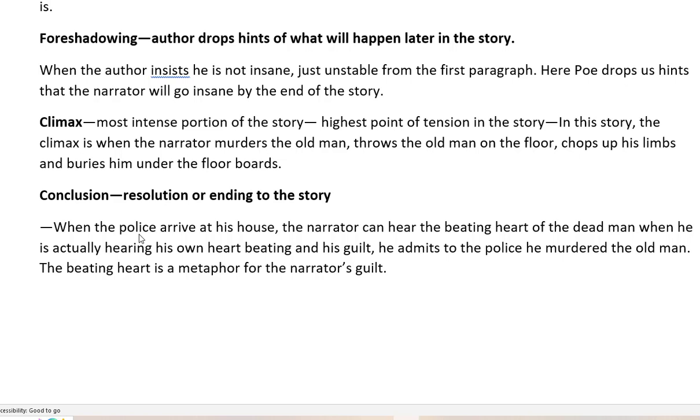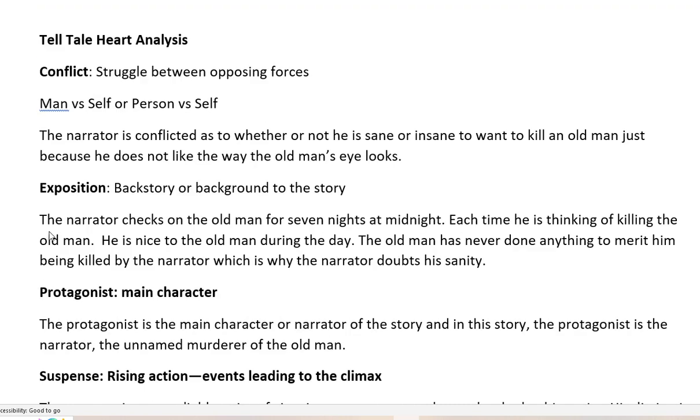And then the reader realizes that it's not the old man's heart that's beating louder and louder, it's the narrator's guilty heart beating louder and louder. But the narrator thinks it's the old man's heart. He thinks he's being haunted by the old man. Actually, it's his guilt. So the beating heart is a metaphor for the narrator's guilt. So finally, overcome by guilt, the narrator, the unnamed murderer, so this is the conclusion and the resolution or ending of the story, he finally admits to the police he's the one who murdered the old man. So that is the plot structure, story structure of Telltale Heart.